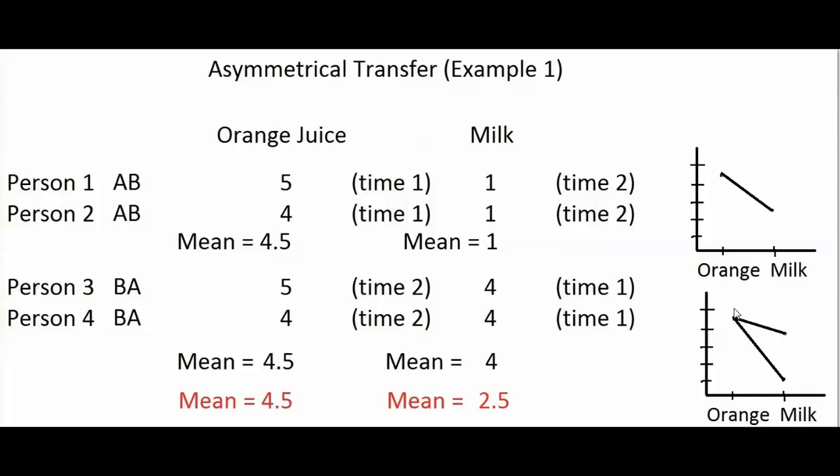This line is connecting milk at time 1 with orange juice at time 2. And milk at time 1 has a high average because it tastes fine. There was no orange juice before it. So the lines are not parallel because this steep line is connecting orange juice at time 1 with milk at time 2. This line isn't steep at all because it's connecting milk at time 1 with orange juice at time 2.